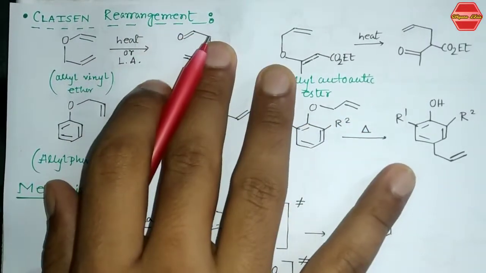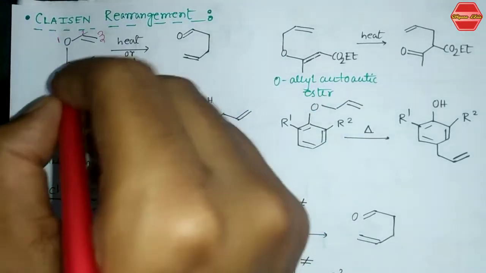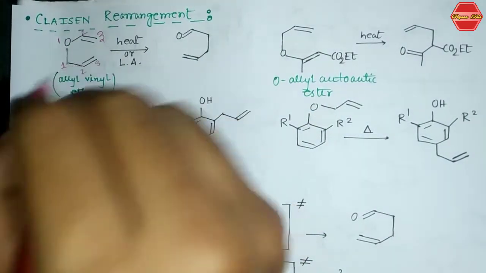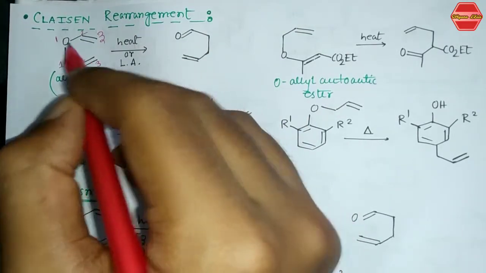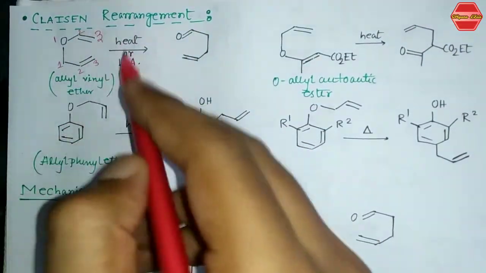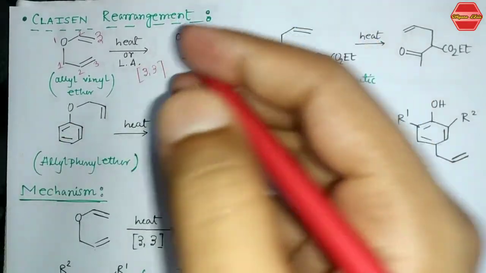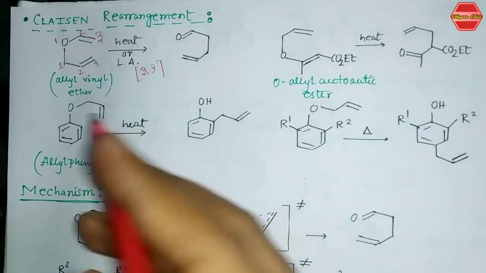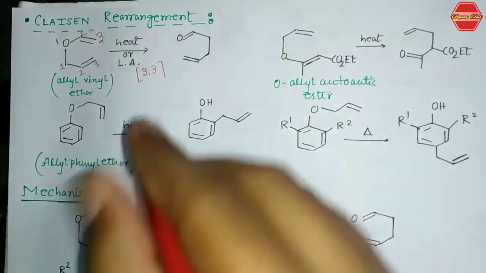And why this is 3,3 sigmatropic, I will show you. If you number from here, this is your number 1, this is your number 2, and this is your number 3, and like this way 1, 2 and 3. There is a bond breaking between the 1 and 1, and there is a bond formation between these 3 and 3. So that is why this reaction is basically called the 3,3 sigmatropic rearrangement. And all those rearrangement reactions which I am going to talk about are based on this 3,3 sigmatropic rearrangement, right?